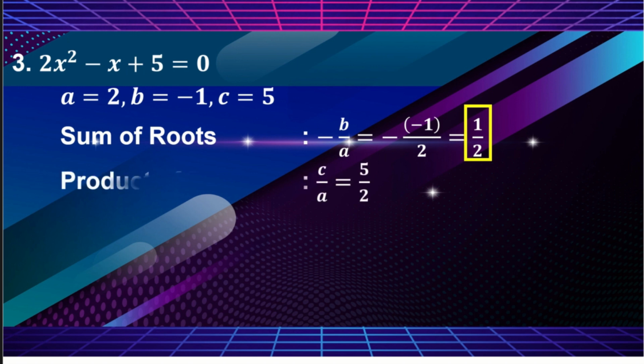Next, the product of roots, and the formula is c over a. Substitute. The value of c is 5 and the value of a is 2. And since 5 over 2 is already in simplified form, therefore the product of roots is 5 over 2.